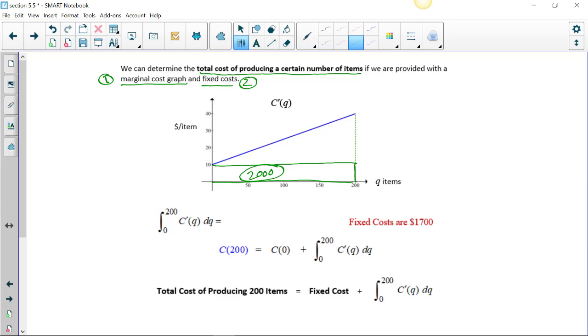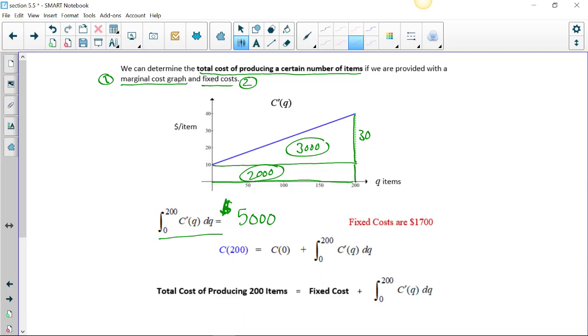in that region. Now, if I find the area of the triangle, this side is from 10 to 40, which is 30. So I have 30 times 200 again, and then I take half of that. So in here, this area represents $3,000. So this definite integral here is going to be $5,000. So we're saying that is the total change in cost to go from producing 0 items to 200 items, or our total variable costs.